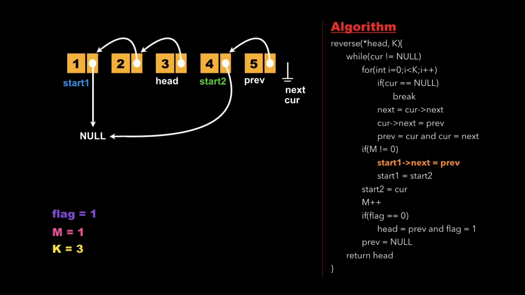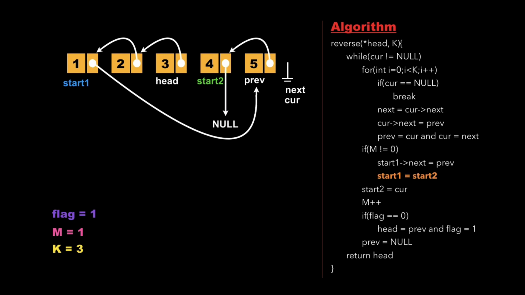Start 1 of next as previous. And we update the value of start 1 as start 2. And then we update start 2 as current. Then we increment the value of m, since this was a second group which was incomplete, that is the size of this group was not 3 but it was actually 2.